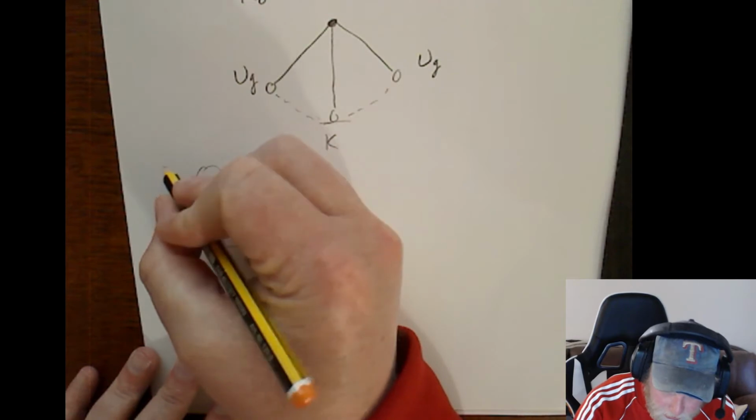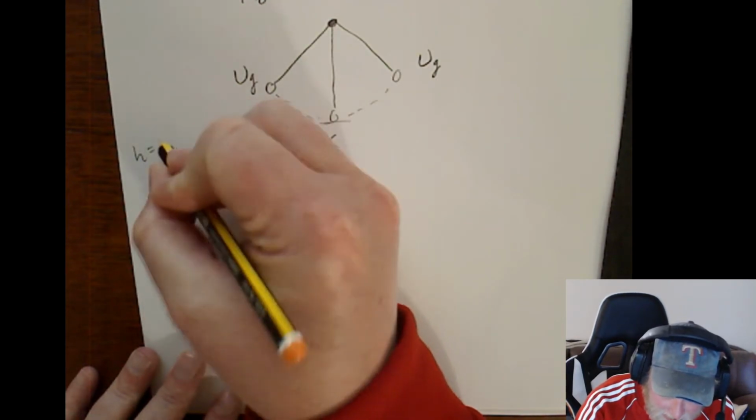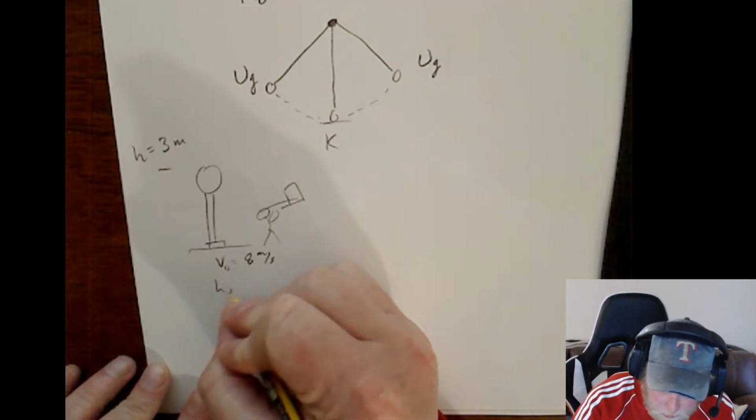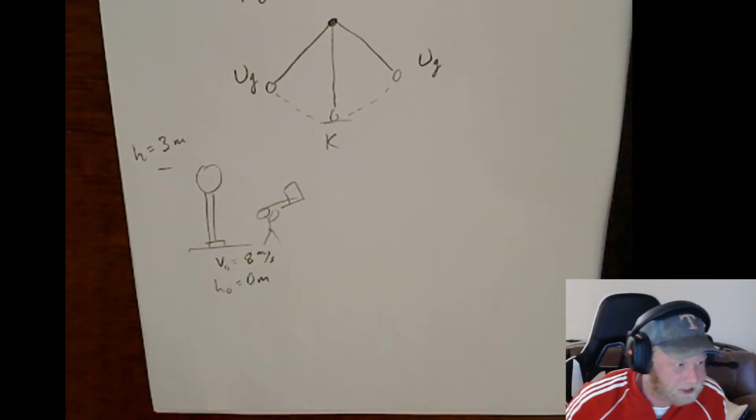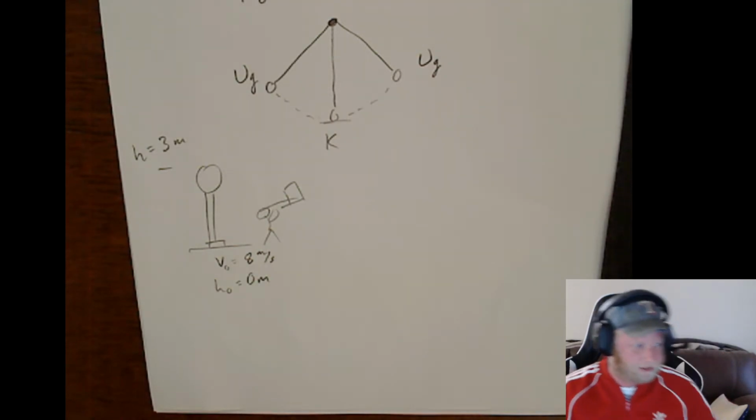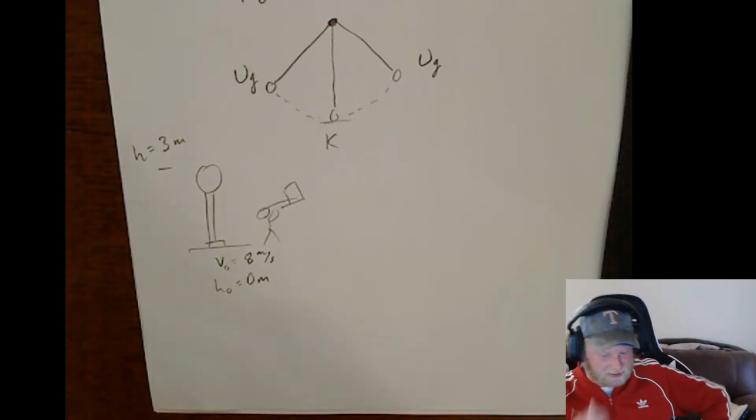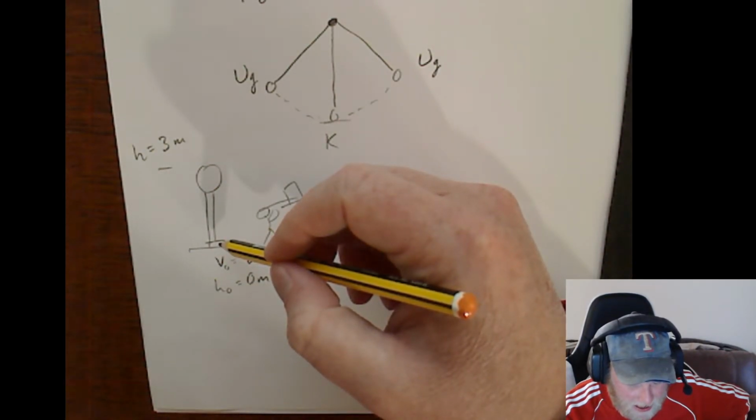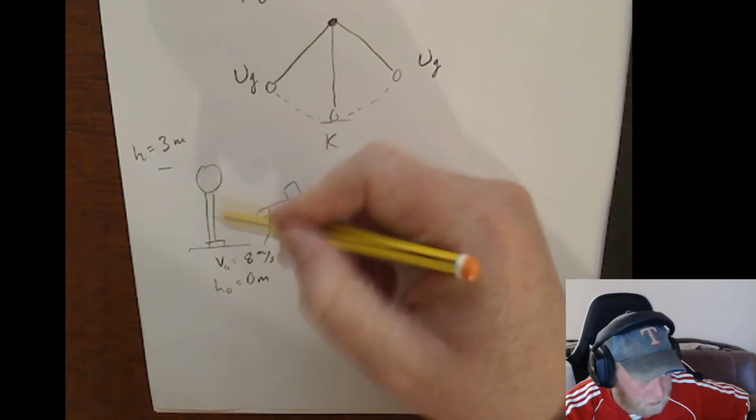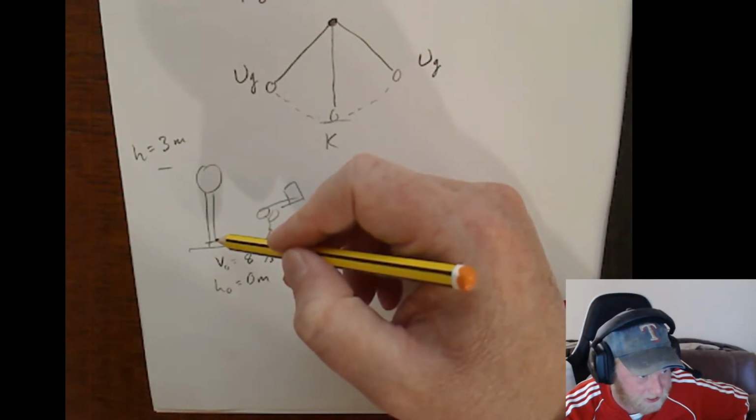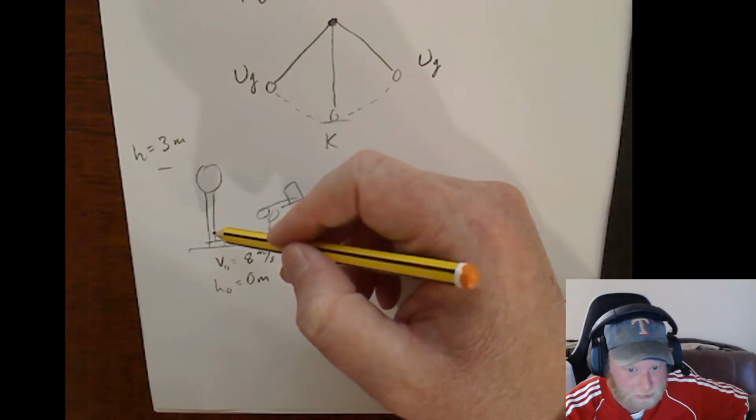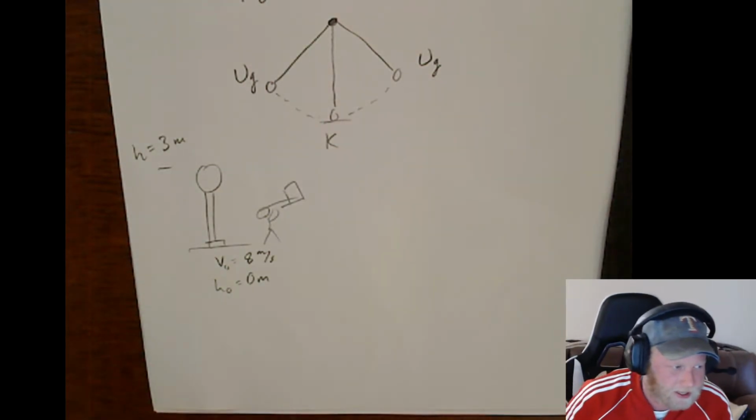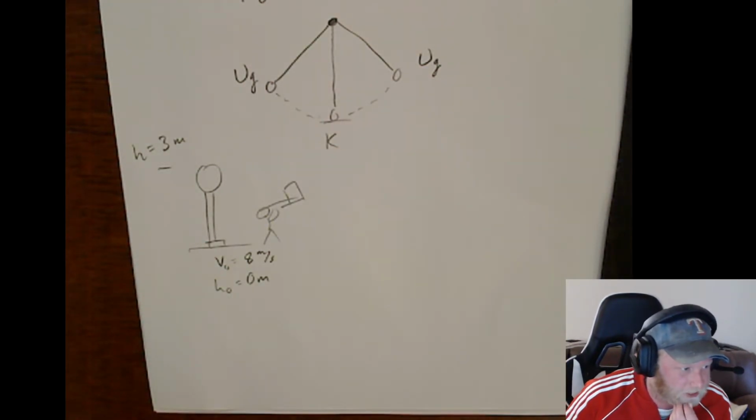We also know that the bell is at a height of 3 meters. We know it starts at a height of 0, so h naught would be 0. So basically what we're saying here is that at the bottom you've got pure kinetic energy, and we want to know if that's enough kinetic energy generated for the plug to actually reach up and hit the bell. Now again, there's multiple different ways of looking at this.